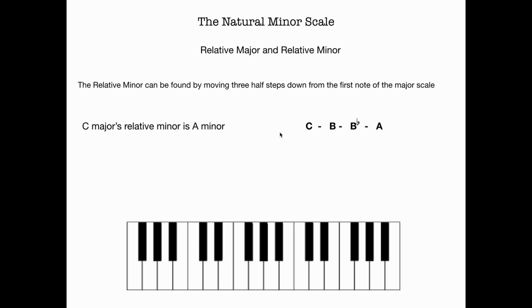So the relative minor can be found, as it says here, by moving 3 half steps or semitones down from the first note of the major scale. So C major, its relative minor is A minor. C to B, 1 half step. B to B flat, 2 half steps. B flat to A, 3 half steps.